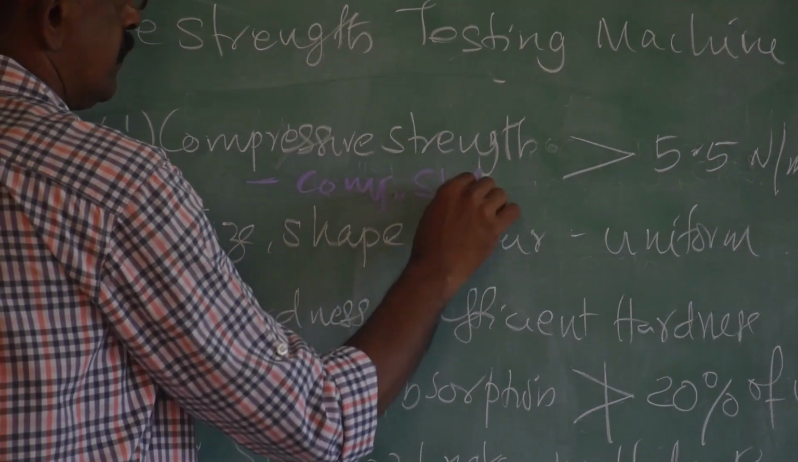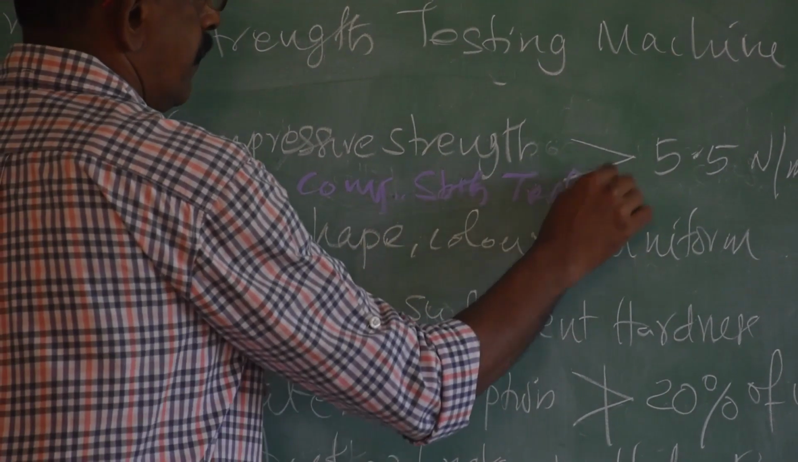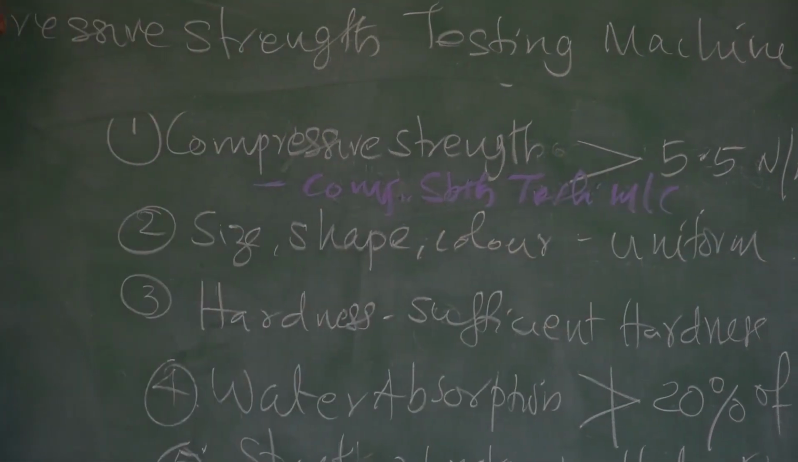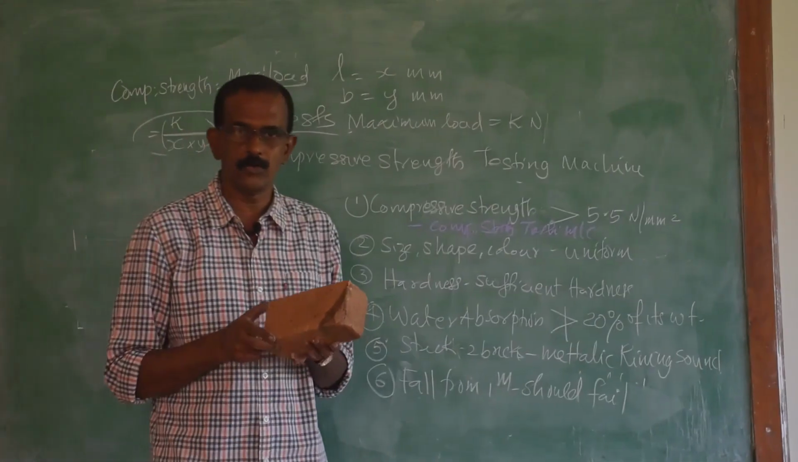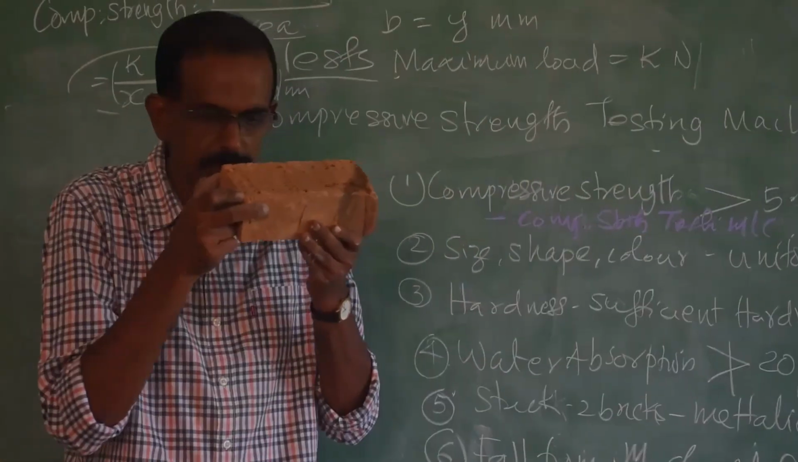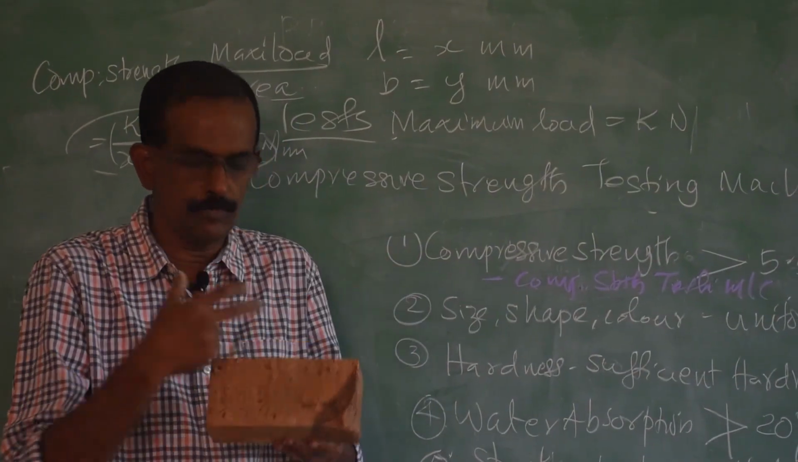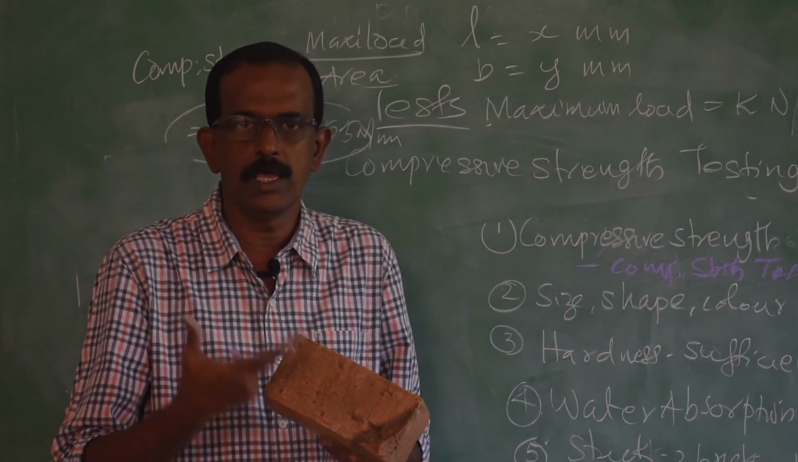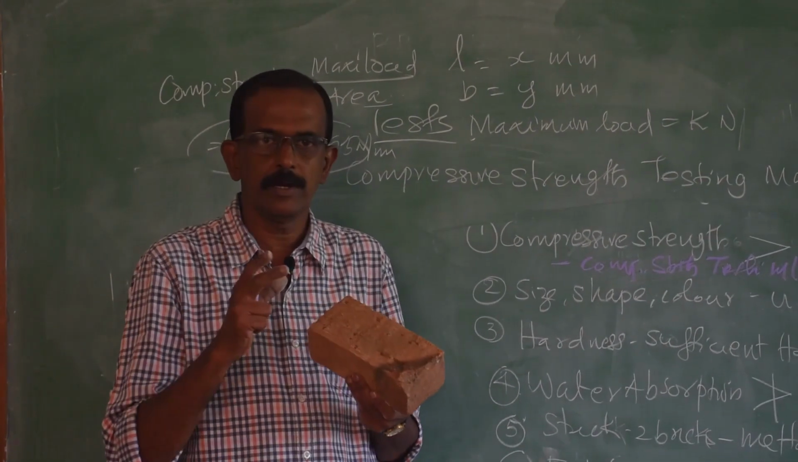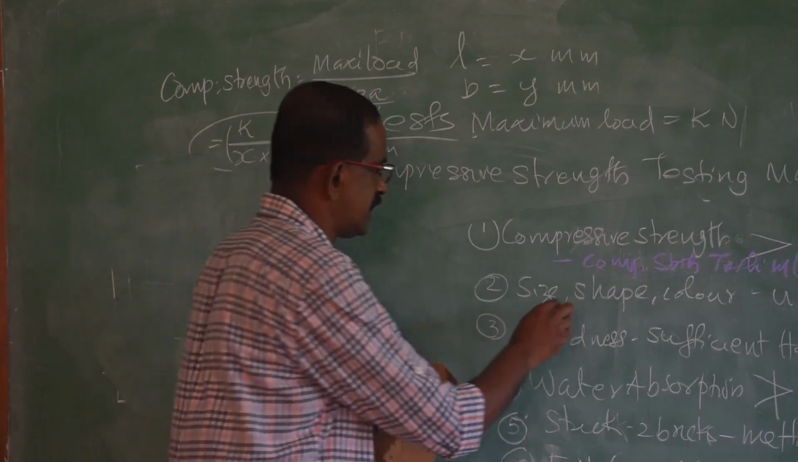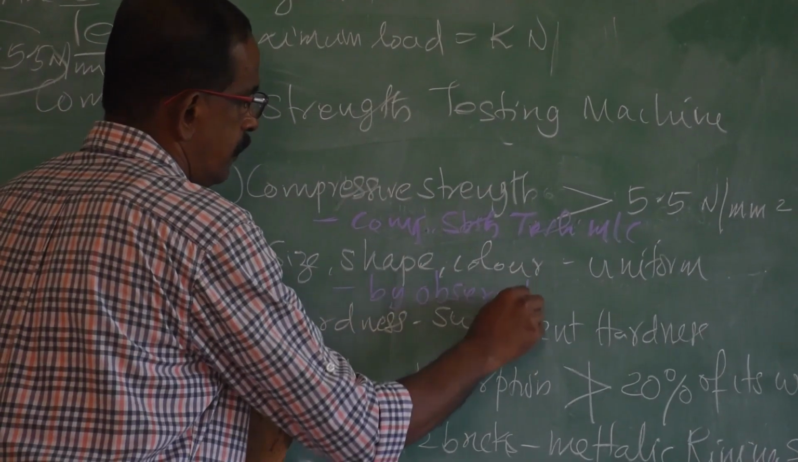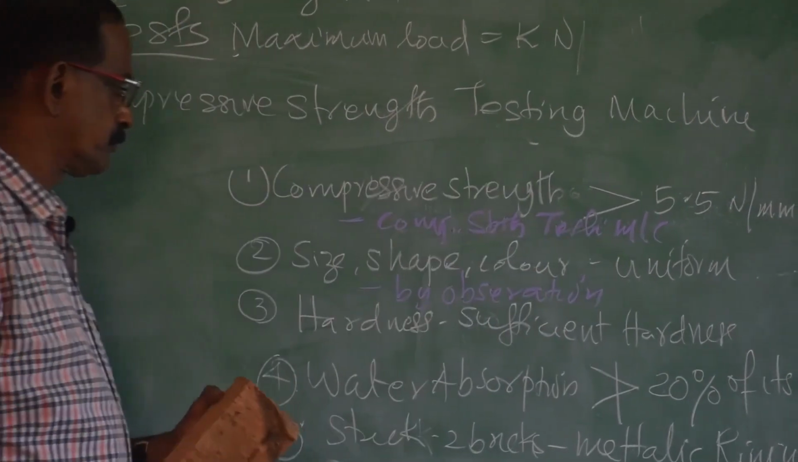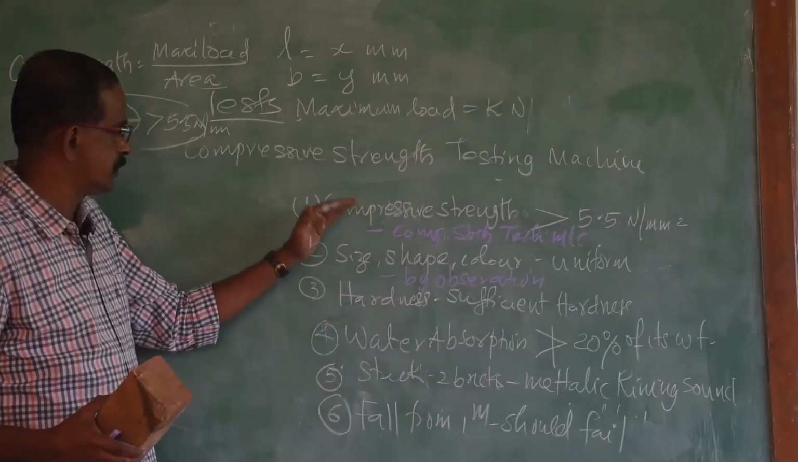Next one, size, shape, color, how can it be tested? It can be tested like this, by observation. Of course, size we can measure with the help of a scale, but shape and color by observation. So the second test is by observation.